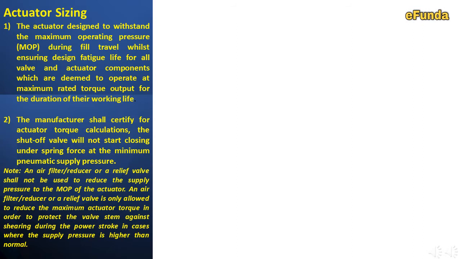Please note that an air filter reducer or a relief valve shall not be used to reduce supply pressure to MOP. An air filter reducer or a relief valve is only allowed to reduce maximum actuator torque in order to protect the valve stem against shearing during the power stroke in cases where supply pressure is sometimes higher than the normal pressure.